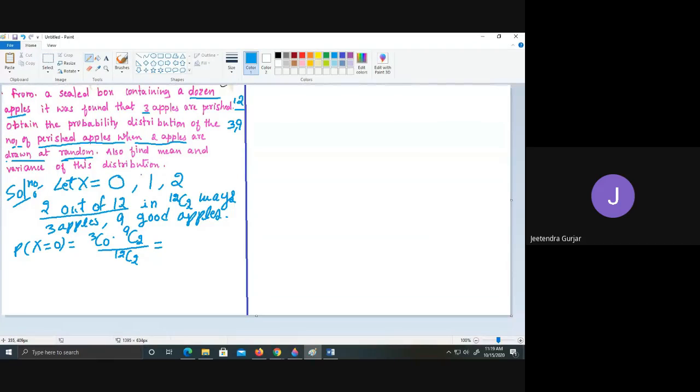9C2, you will get 36. So this is, I will write here now, 1 into 36 divided by 12C2. Can anybody tell me what will be 12C2? I am getting here 66. So if we calculate 36 divided by 66, if you put it in the calculator, you will get the value as 6 divided by 11, students. So this is how we are going to calculate.